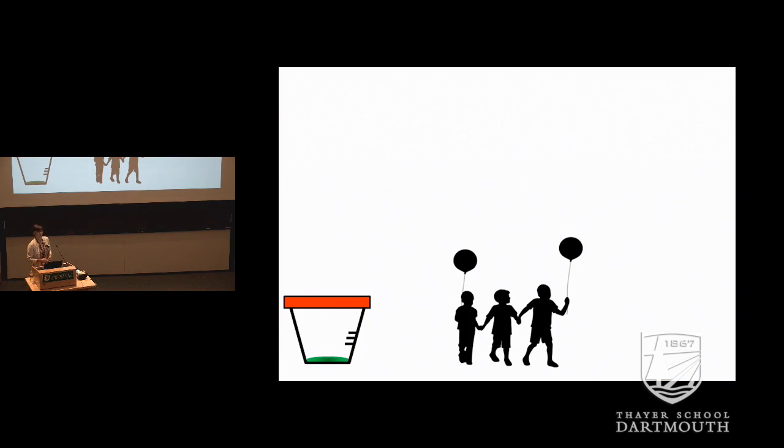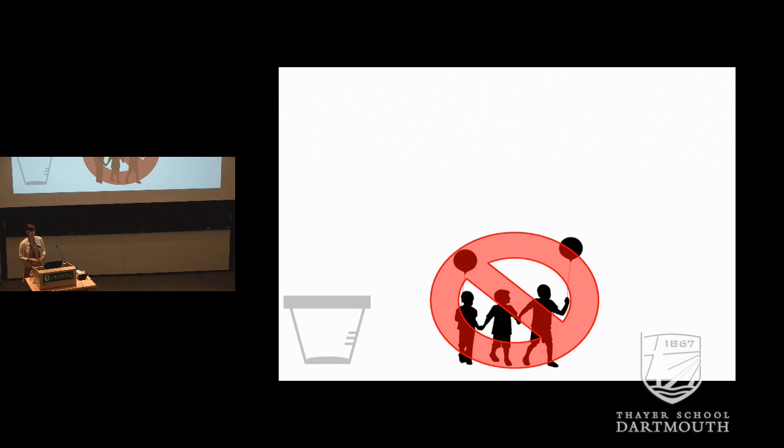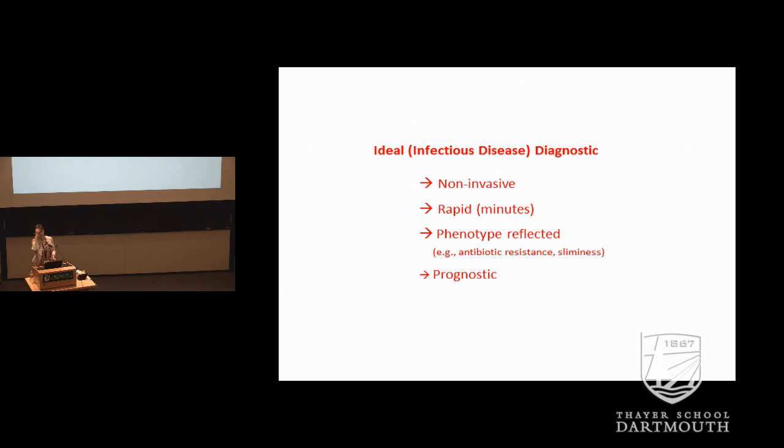In addition to that, a lot of people can't cough something up. So most children are unable to produce a sputum sample. So unfortunately, the children, regardless of how wonderful your DNA-based technology is, would not be served by that. So the ideal diagnostic for infectious diseases, in my opinion, is non-invasive. It's really quick. You get some idea of the phenotype of that organism. So maybe it's antibiotic resistance profile, perhaps it's sliminess, which can impact clinical decisions, and perhaps the diagnostic can even give you prognostic information.